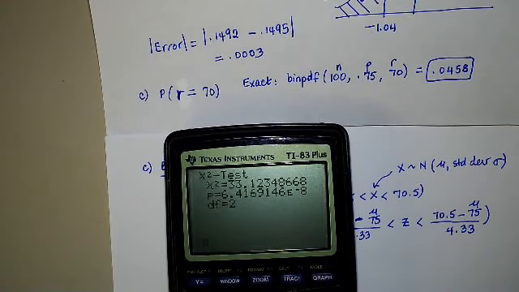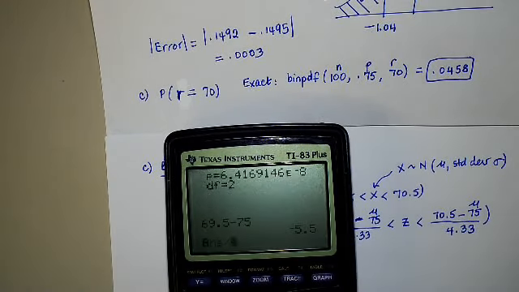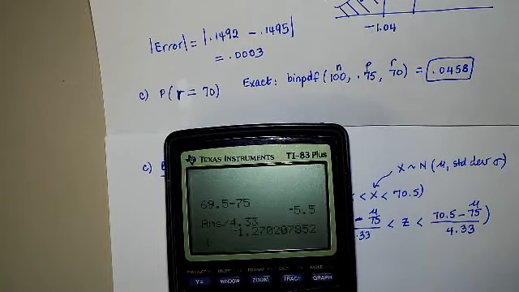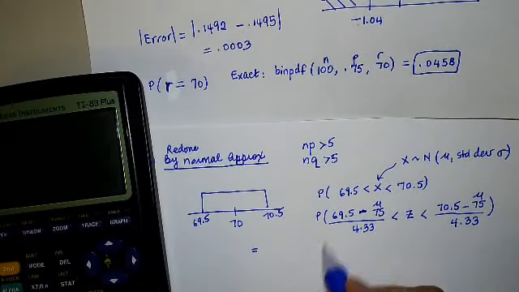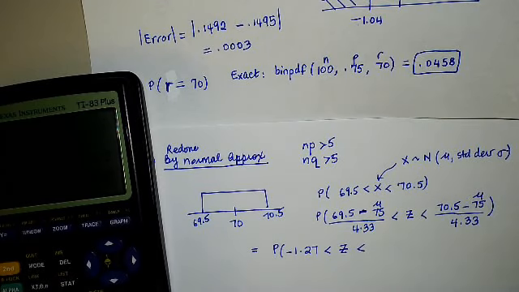Okay, so what do we have here? Let's do it. 69.5 minus 75 divided by 4.33, negative 1.27.